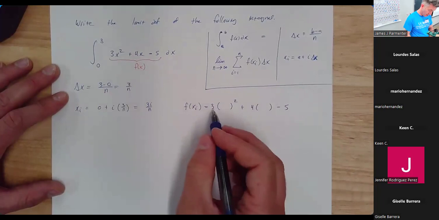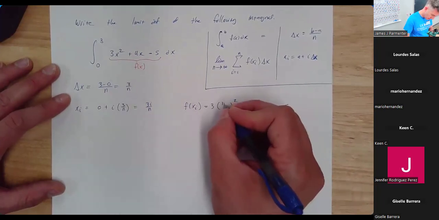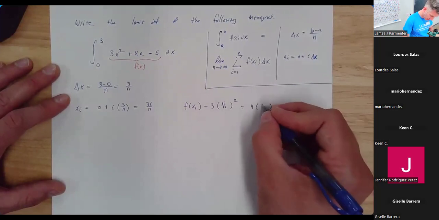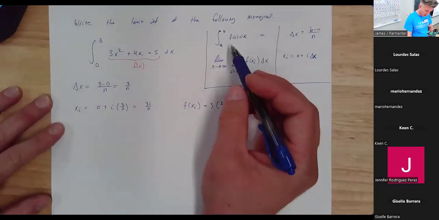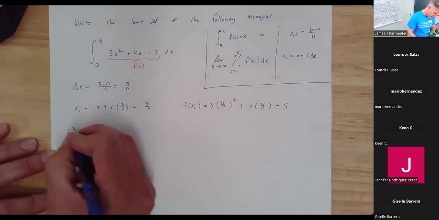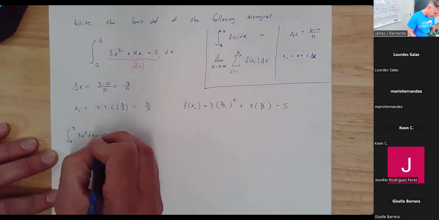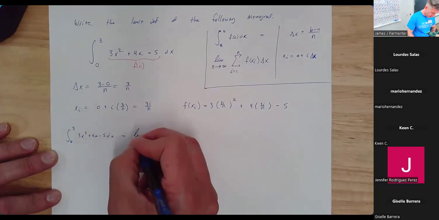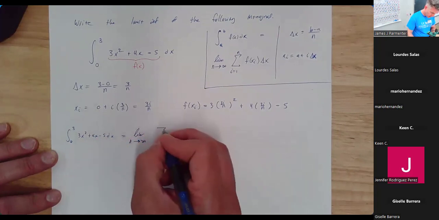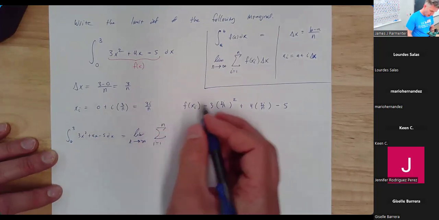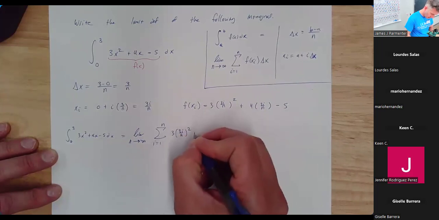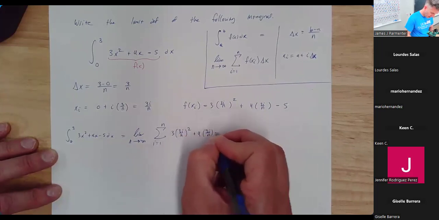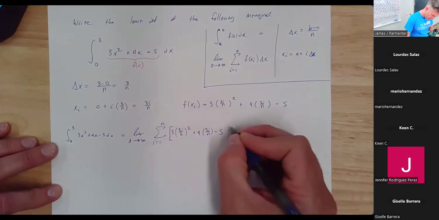So instead of having 3 times x squared, I'm going to have 3 times (3i over n) squared, and 4 times 3i over n. Then tossing that all into the formula, our integral from 0 to 3 of 3x squared plus 4x minus 5 dx is going to equal the limit as n goes to infinity of the sum from i equals 1 to n of this mess here: 3 times (3i over n) squared plus 4 times 3i over n minus 5, all times our delta x, which is 3 over n.